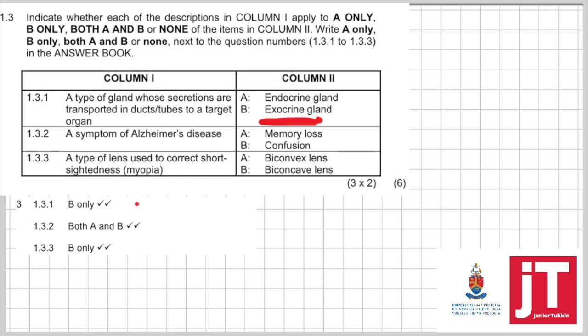1.3.2. What is the symptom of Alzheimer's disease? That we know is memory loss and confusion. So it's both A and B. And 1.3.3. A type of lens used to correct short-sightedness or myopia. That we know is a biconcave lens. And so your answer is obviously B only.